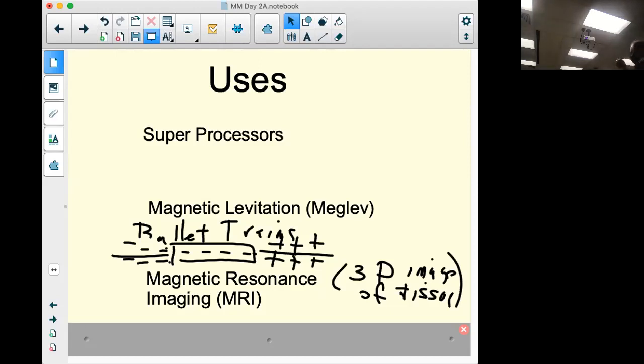Now, in order to generate the magnetic waves, they produce sound waves. And so you hear pop, pop, pop, pop, and it's very, very, very loud.